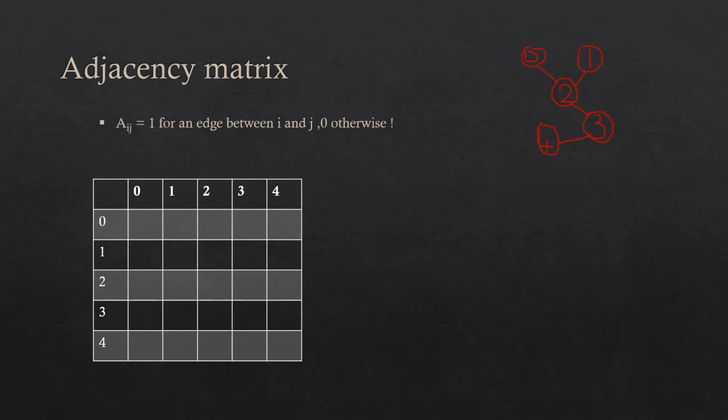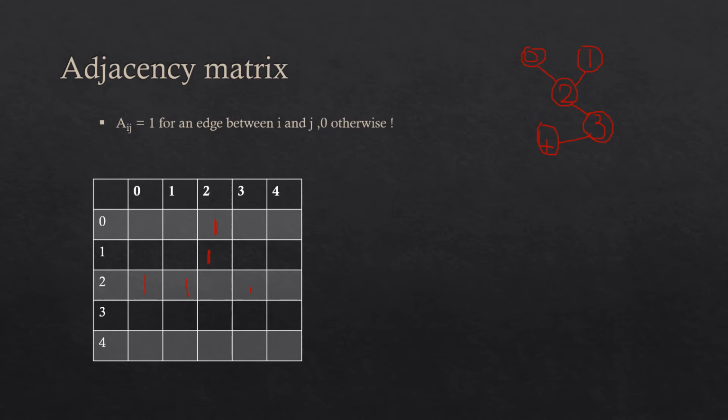Okay. So this is a directed graph, and we will just plot the ones to which it is connected. Like 0 is connected to 2, so we will just keep 1 in 0 to 2, and same in 1, that 1 is pointing to 2, so it will keep 1. 2 is pointing to 0, 1, 3, so 2 will be pointing to 0, 1 and 3.